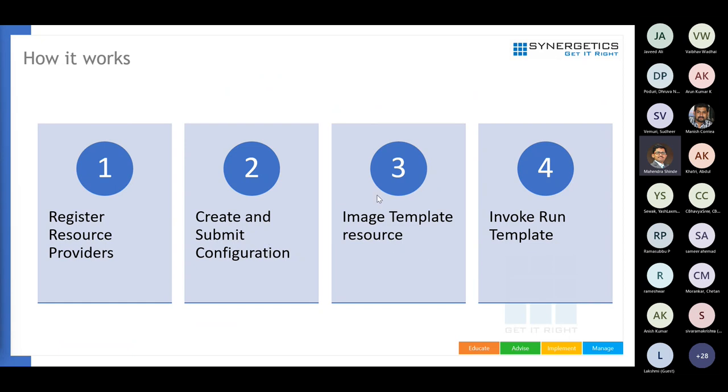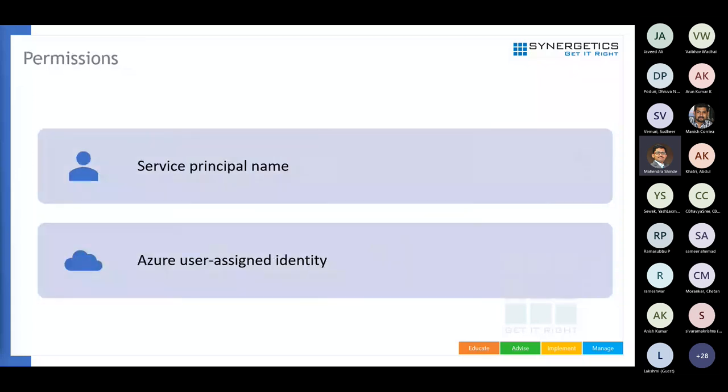Image template resource, create the image template resource, invoke and run the template. This is where actual image building will take place. When you run the process, you might have to wait for a few minutes, and then it will give you a message like your image is successfully built and now deployed to image gallery. And then you can use it later to create a normal VM.